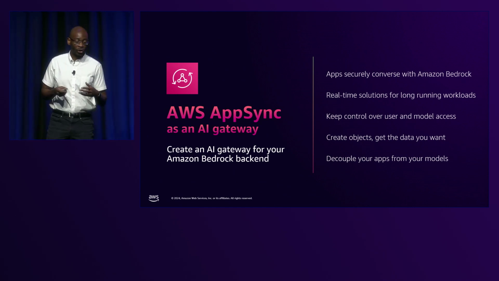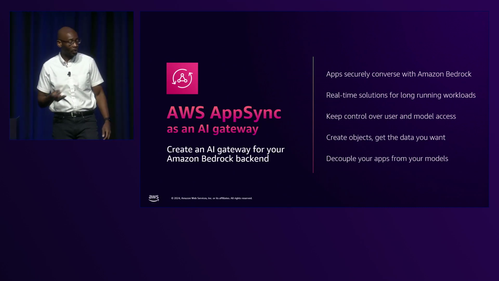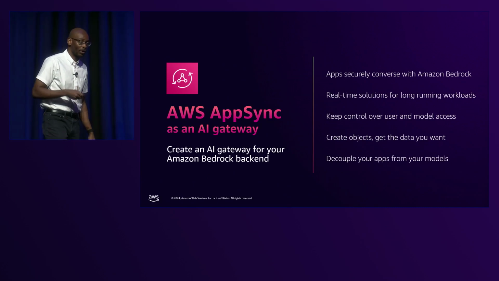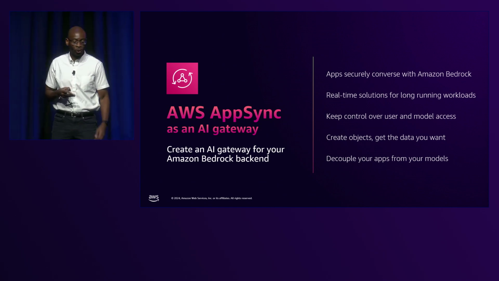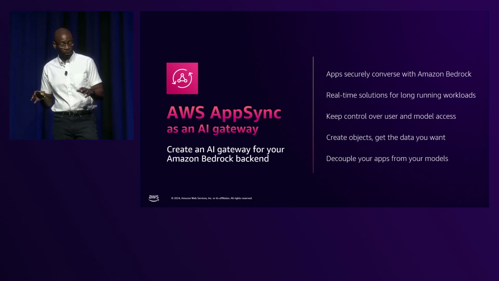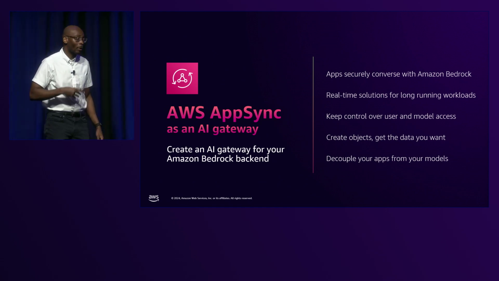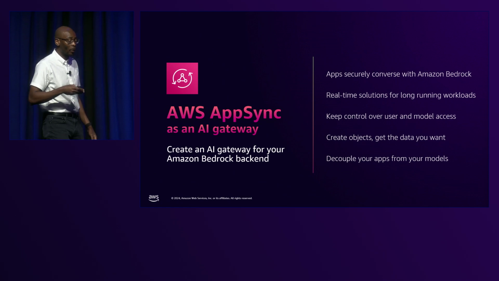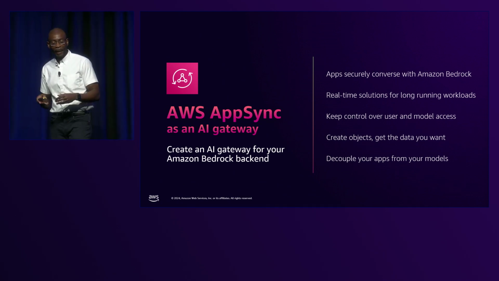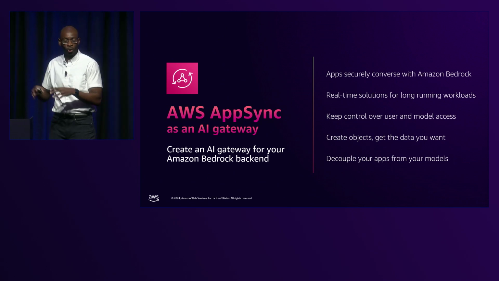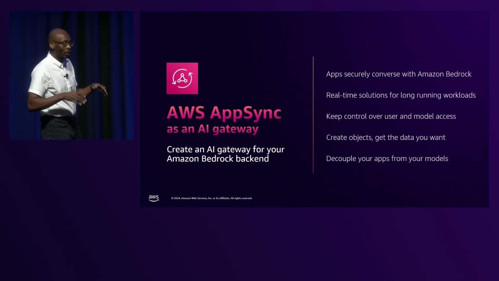And there's a couple of reasons for that. AppSync allows you to connect securely and converse with your Amazon Bedrock backend. It allows you to do real-time solutions for long-running workloads with its native WebSocket offering over subscriptions. You can keep control over your users and your model access, and you can control those separately. You can create objects that get you the data you want by using GraphQL's built-in type capability. And then at the end of the day, you can decouple your apps from your models, allowing your models to grow at their own speed and allowing your front-end application developers to keep their own velocity.